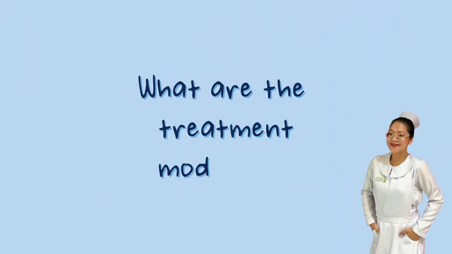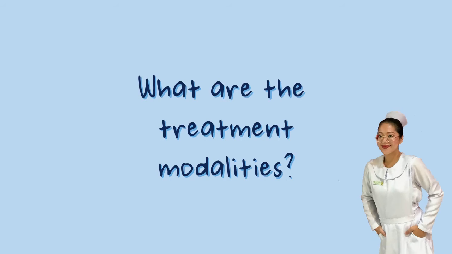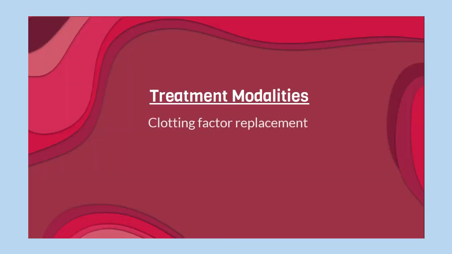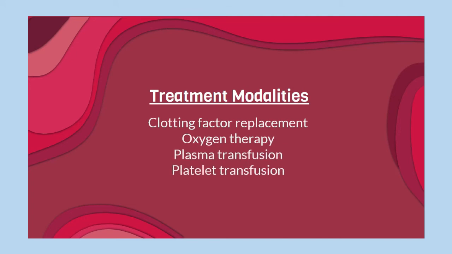So, what are the possible treatment modalities used for patients with DIC? First is clotting factor replacement, oxygen therapy is second, third is plasma transfusion, and fourth is platelet transfusion.